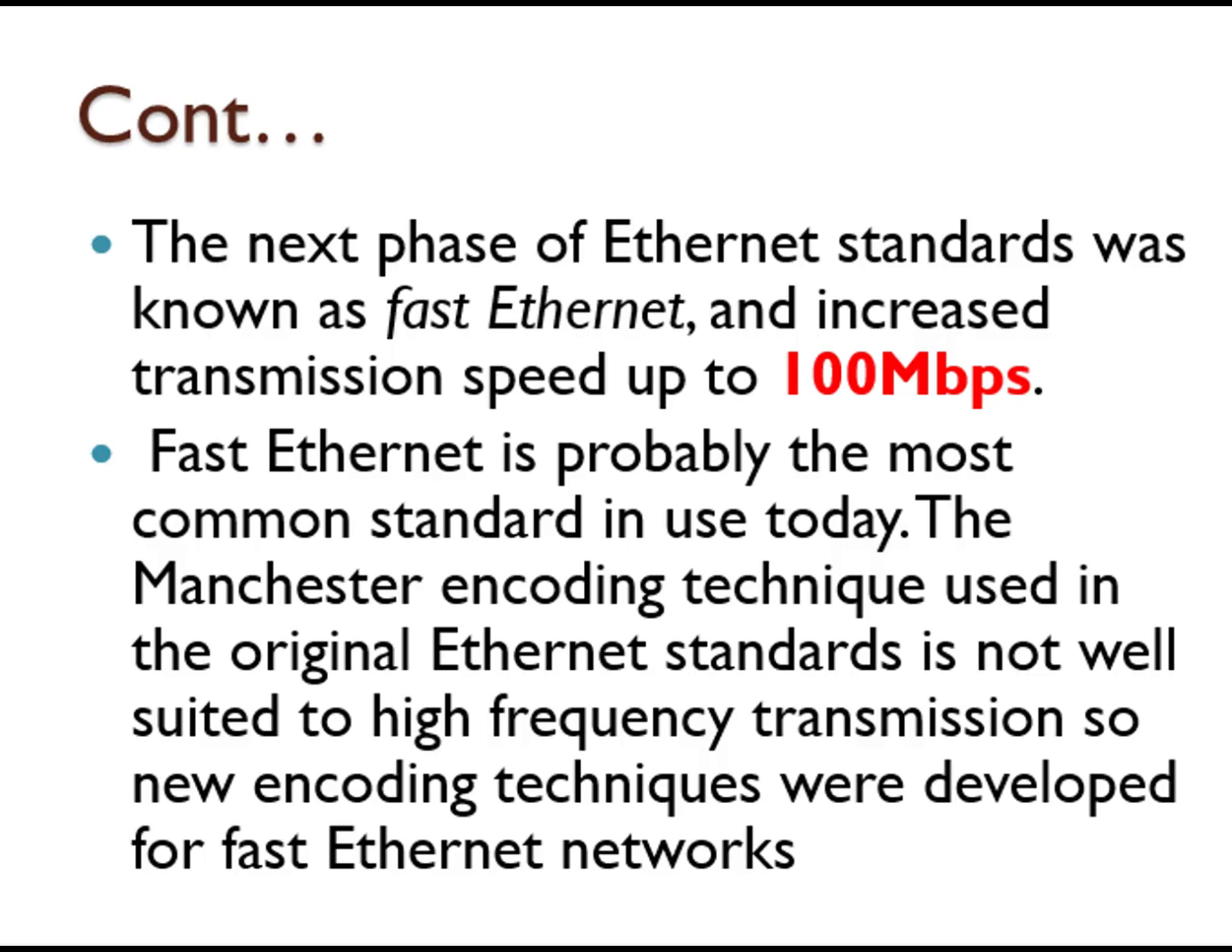The next phase of Ethernet standards was known as Fast Ethernet, and increased transmission speed up to 100 Mbps. Fast Ethernet is probably the most common standard in use today. The Manchester encoding technique used in the original Ethernet standards is not well suited to high-frequency transmission, so new encoding techniques were developed for Fast Ethernet networks.